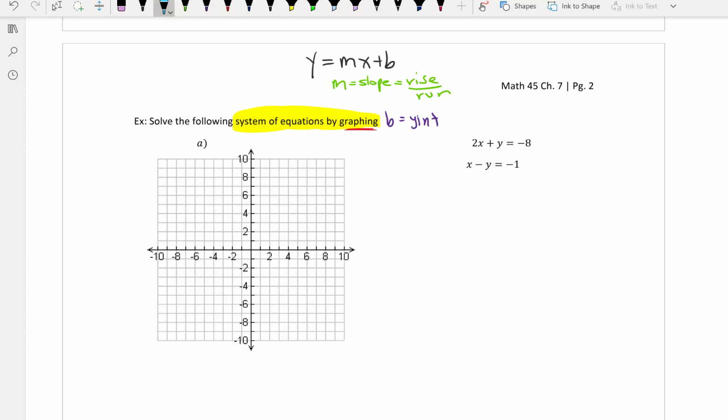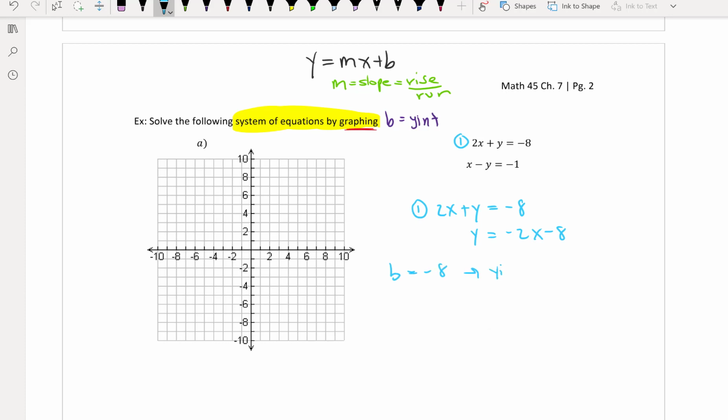So let's go ahead and look at our first equation. We have 2x plus y is equal to negative 8. The first thing I want to do is make sure that I get y isolated. So y is equal to negative 2x minus 8. So here my b value is negative 8.